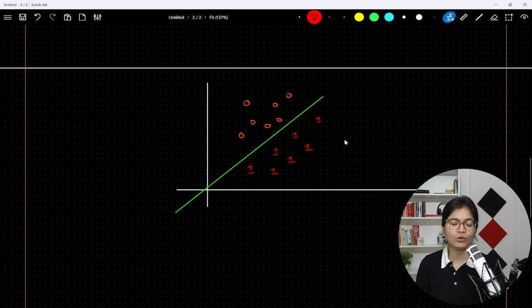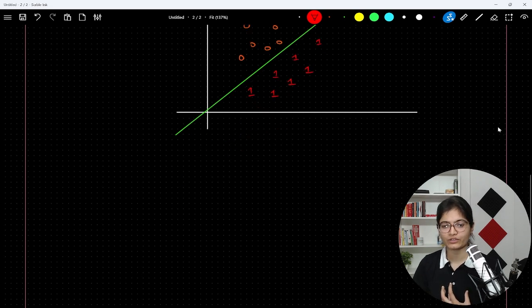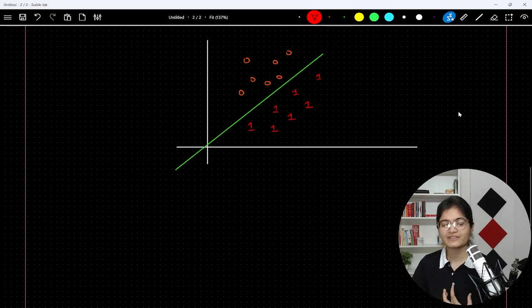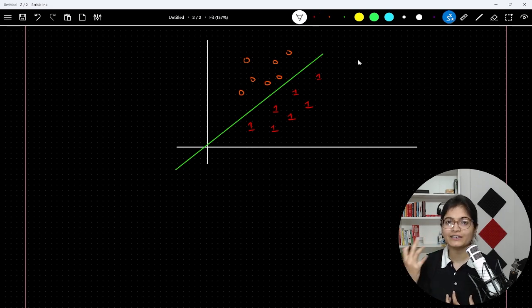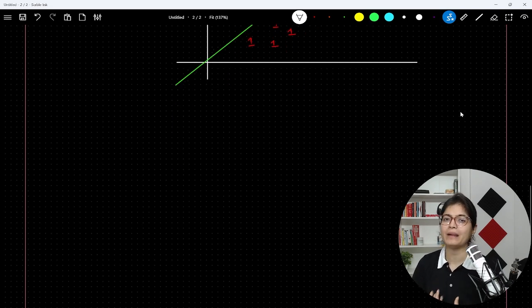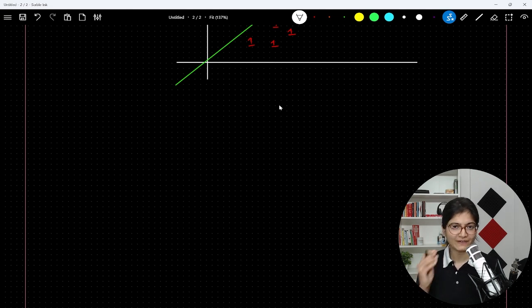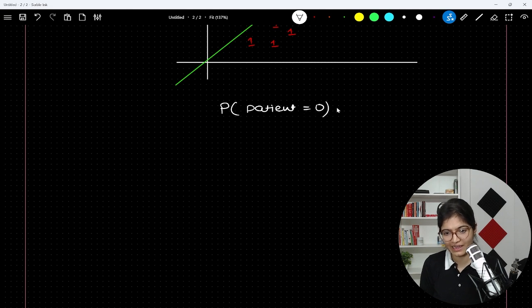But the question is, how is it possible? How will we be able to find this best fit line in the logistic regression case? So the situation is different, but the internal intuition is the same, right? The only thing here in logistic regression is that we are looking for a probability. So basically if someone gives me a data set, I will tell them what is the probability of that particular patient belonging to class 0, and what is the probability of the patient belonging to class 1.